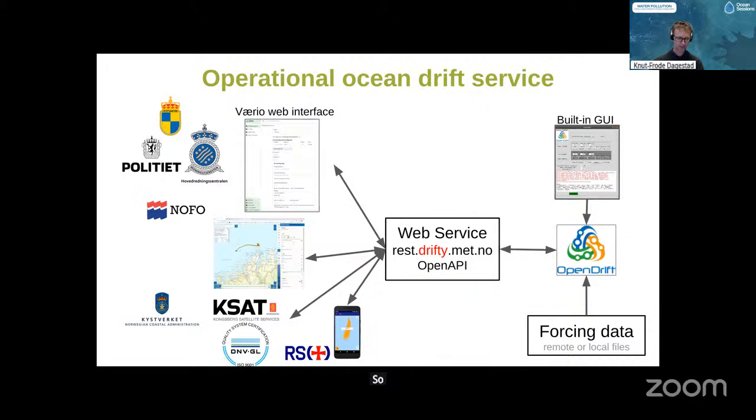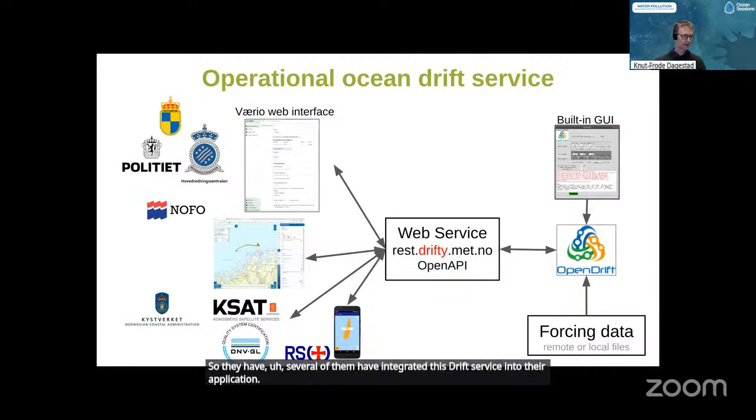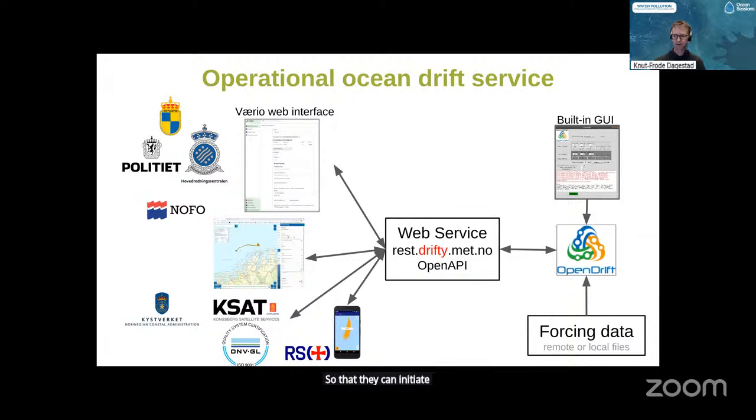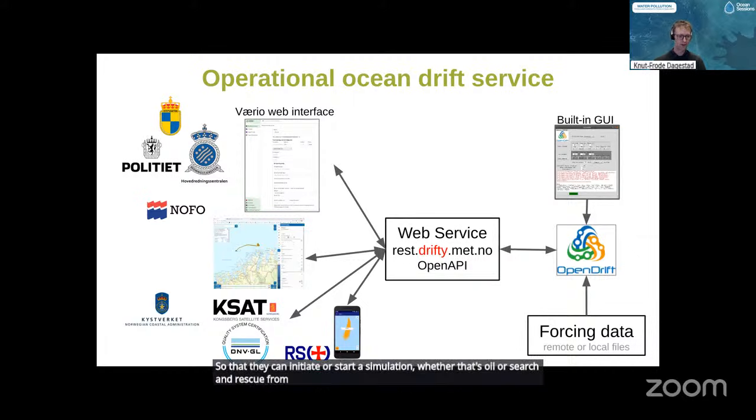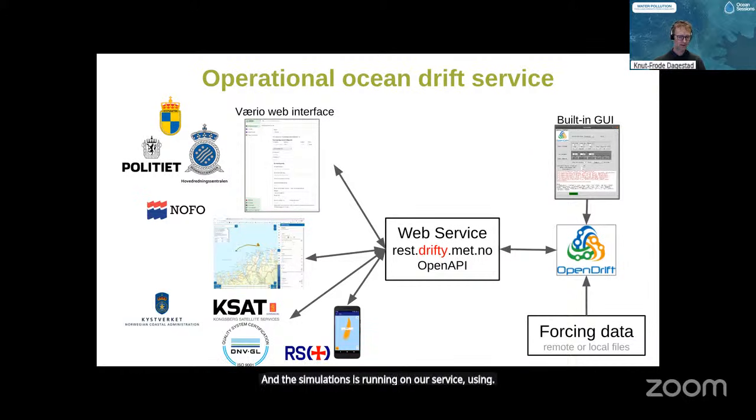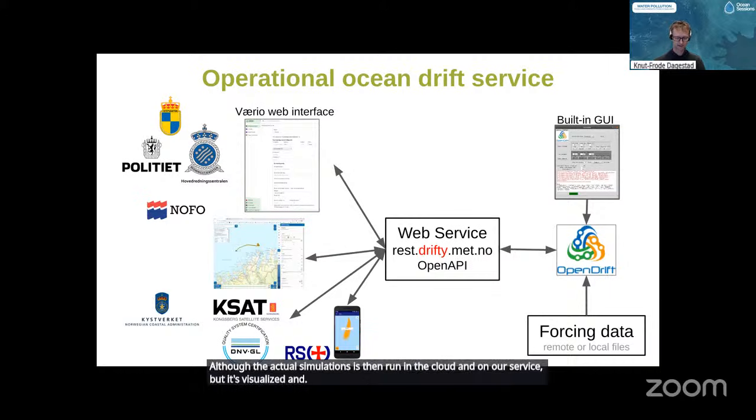Several of them have integrated this drift service into their application, so that they can initiate or start a simulation, whether that's oil or search and rescue, from their own tool. The simulations run on our service using, for example, Copernicus data, and the results are then visualized in the GIS tool of the end users. Some users have also made a mobile app that uses the same interface. That means you can run the simulations from the app, although the actual simulations are run in the cloud on our service, but are visualized and initiated from the mobile app.